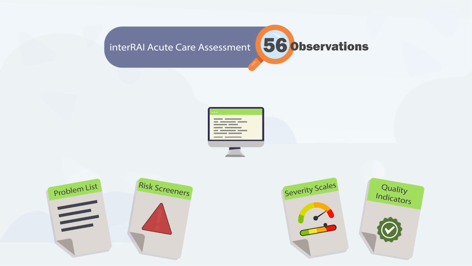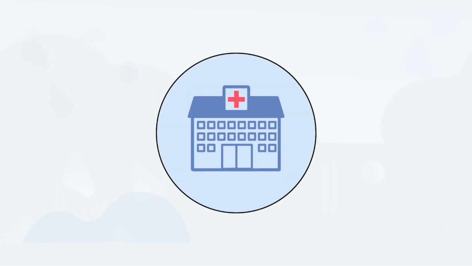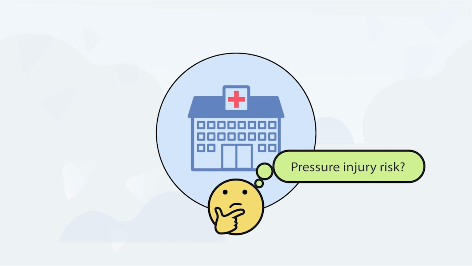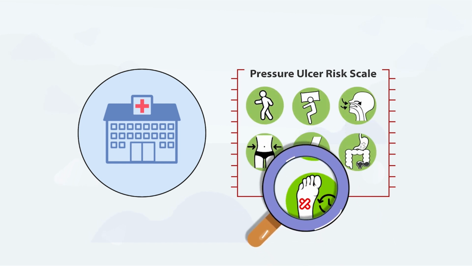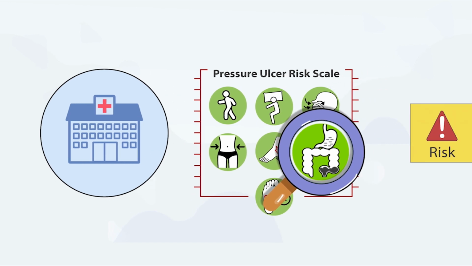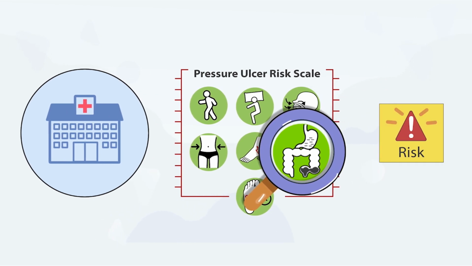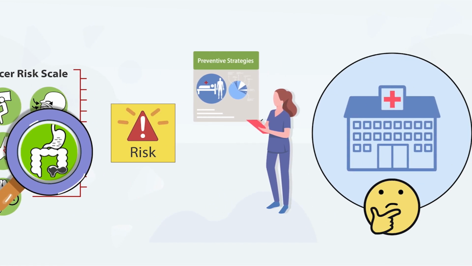Smart, right? An example of an interRAI application is the Pressure Ulcer Risk Scale for hospital settings, which evaluates the risk of a patient acquiring a pressure injury during hospitalisation. 7 observations within an interRAI assessment contribute to this risk scale. The scale is then used to support clinical care by suggesting preventive measures and strategies to avoid a pressure injury.